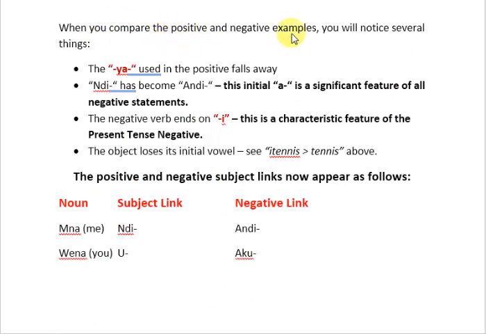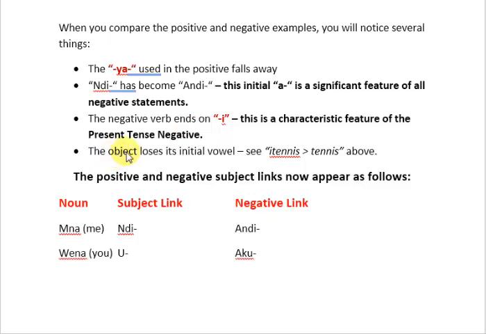When you compare the positive and negative examples, you will notice the following. Firstly, the ya used only in the positive falls away. Ndi, for example, has become andi. And this initial a is a feature of all forms of the negative. The verb now takes on the ending i, and this is a characteristic feature of the present tense negative. It tells you that the verb is in that particular form, present tense negative.